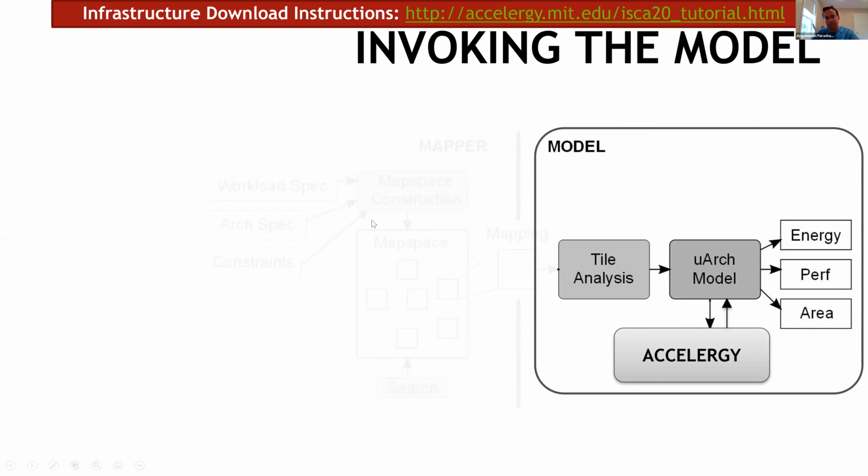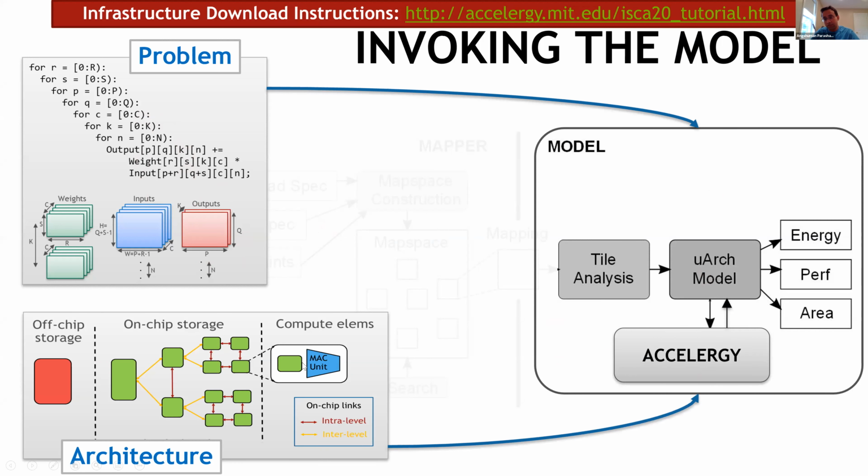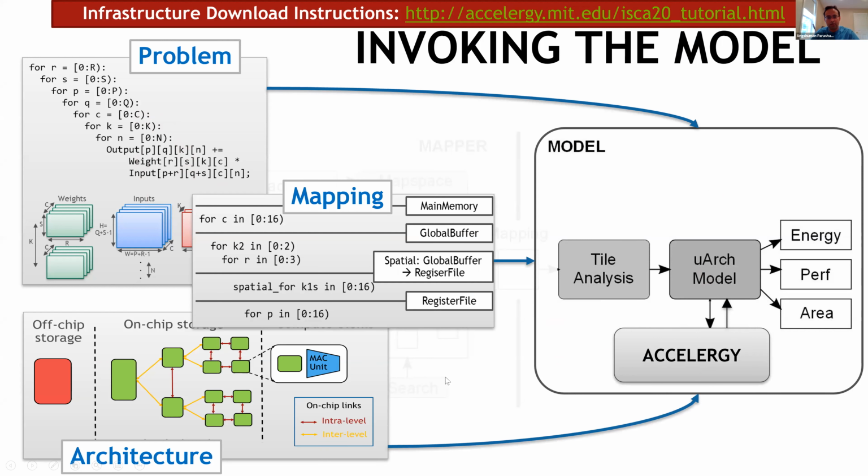We're going to directly invoke the model, and to invoke the model, we need to provide it three sets of inputs. We need to give it the problem, and an example of a problem is a convolutional layer. We need to give it an architecture, which is the architecture you're trying to model. And we need to give it a mapping. Remember, we're not running the mapper, so we have to tell the model how to schedule, how to partition the space of computations, how to schedule the movement of data, et cetera. All that is part of the mapping. Given all of these three inputs, the model is going to produce a performance and energy projection.